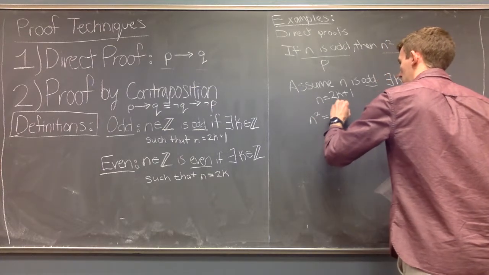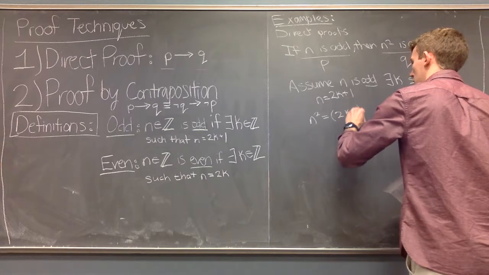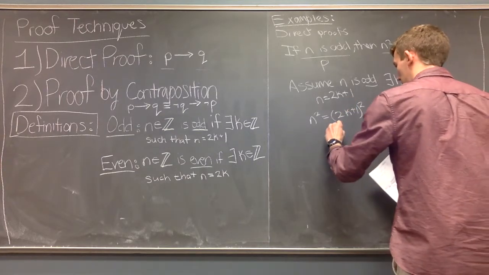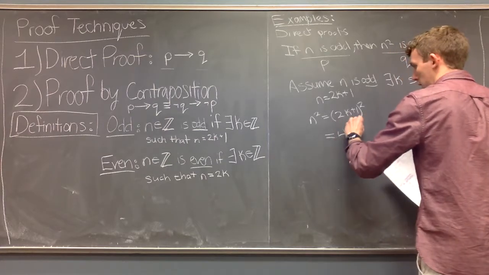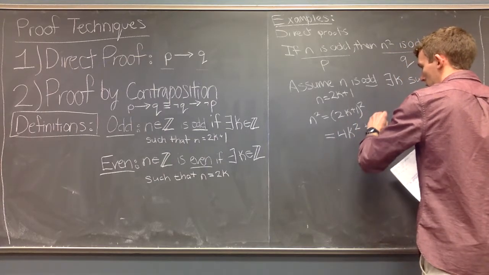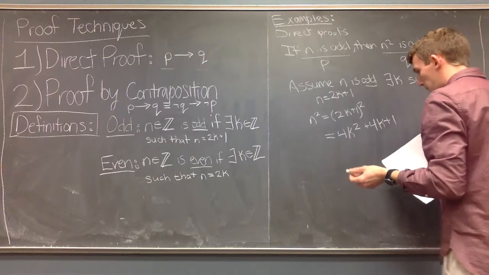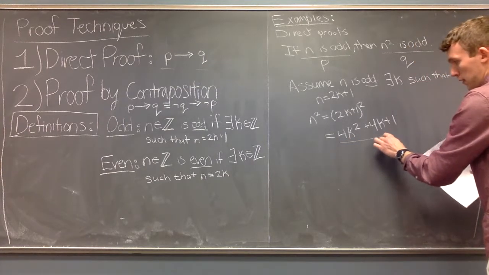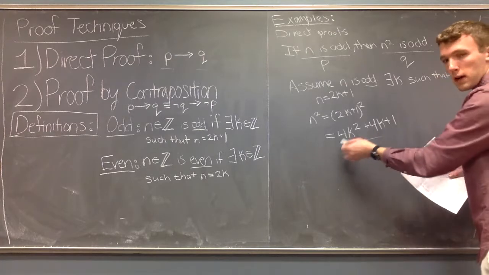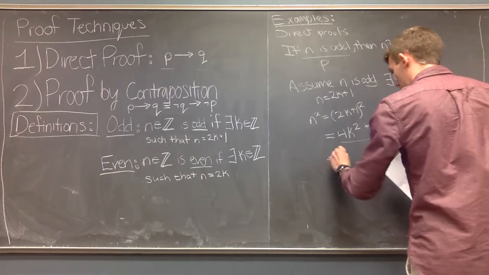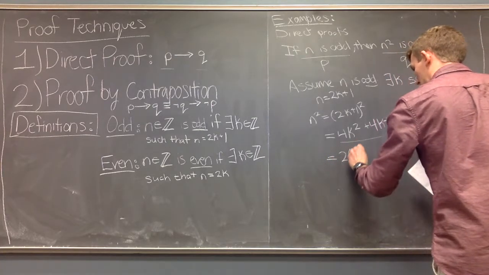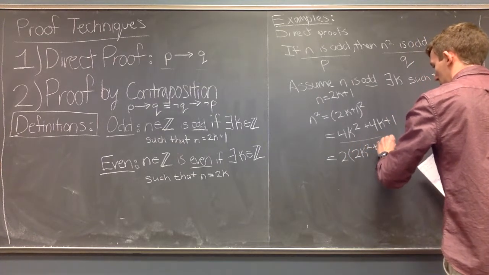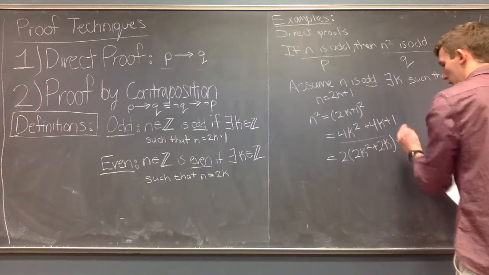N squared is 2k plus 1 all squared. We can FOIL that out. That becomes 4k squared plus 4k plus 1. And you can see here that these two terms have a factor of 2 that we can pull out. So let's do that. So this is 2 times 2k squared plus 2k, plus 1.